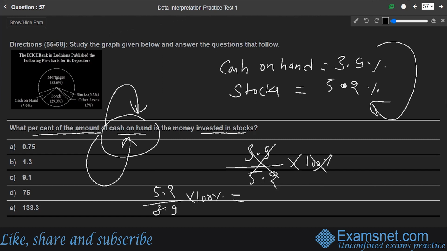If we solve this, both the numbers can be cut by 13. 13 3s are 39, 13 4s are 52. So it's 400 by 3%. It comes out to be 400 by 3%, which is exactly equal to 133.33 recurring percent, and that is available in the options as option number E.